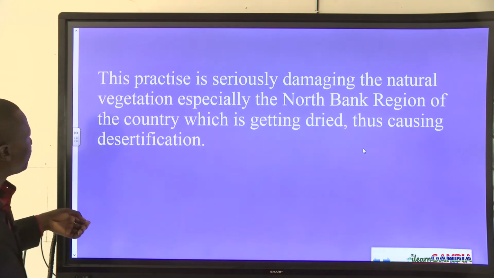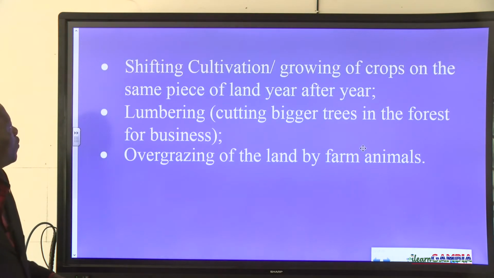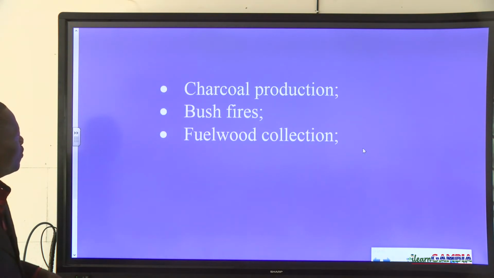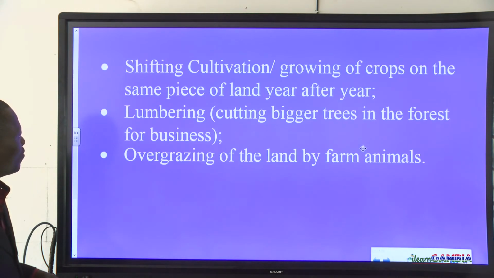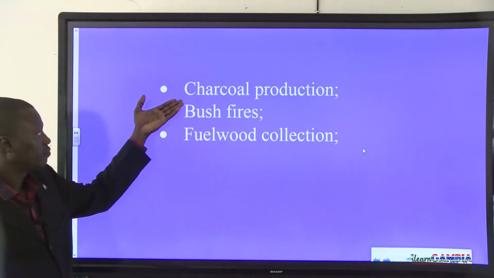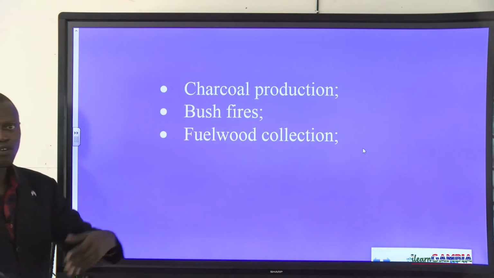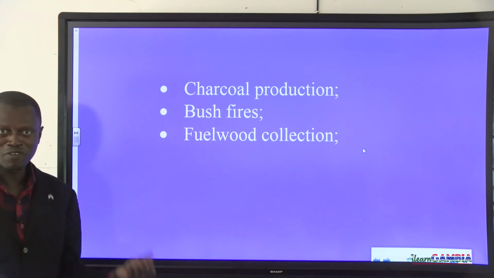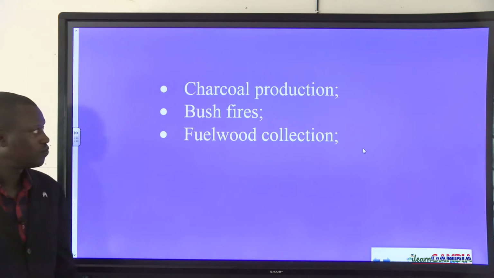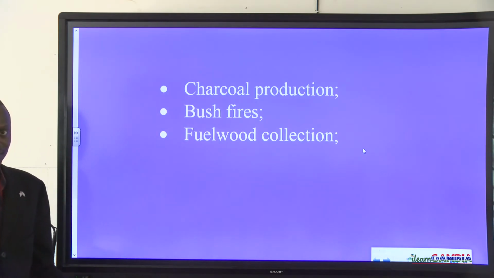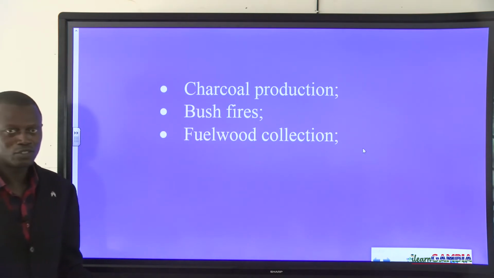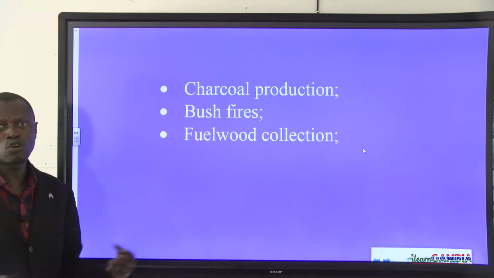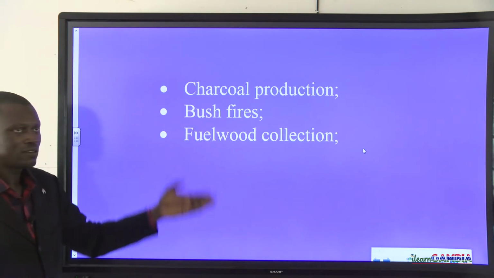Now, another effect is, what are some of the causes of this deforestation or reasons for deforestation? Now, among the reasons, we have charcoal production. Why people cut down trees, either from a forest or from the nearby bush. Part of it is charcoal production. Another cause is bushfires. Sometimes it is known, sometimes it is unknown. You cannot tell who is the cause of it.